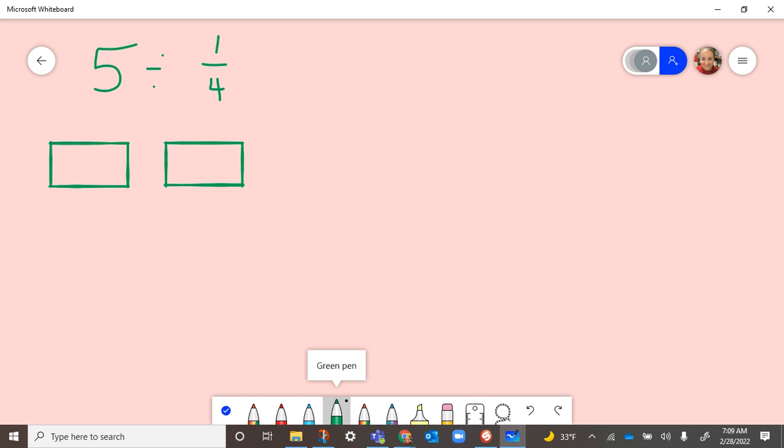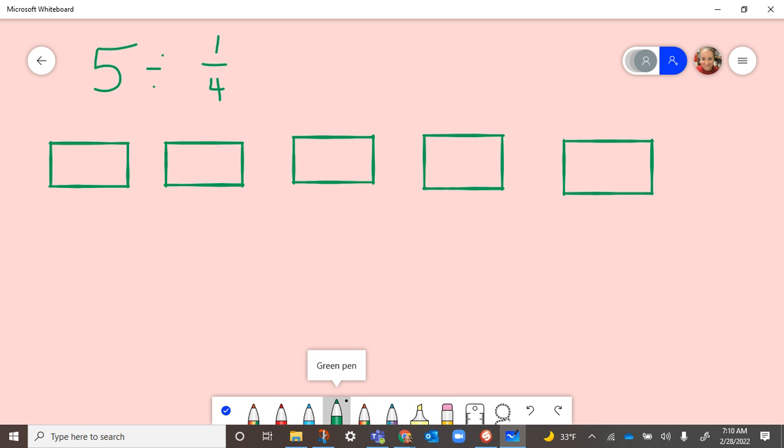So here's 1, 2, 3, 4, 5. And the 1/4 is telling me how many I'm going to have in each group. I'm going to look at this denominator 4, and that tells me that each of my wholes is going to be broken into 4 parts. So 1, 2, 3, 4.